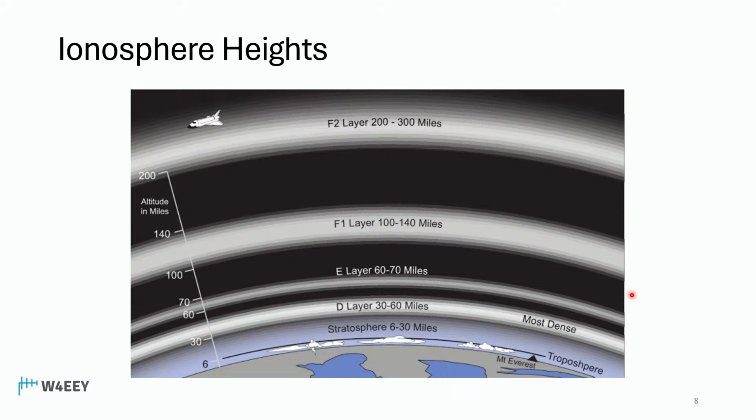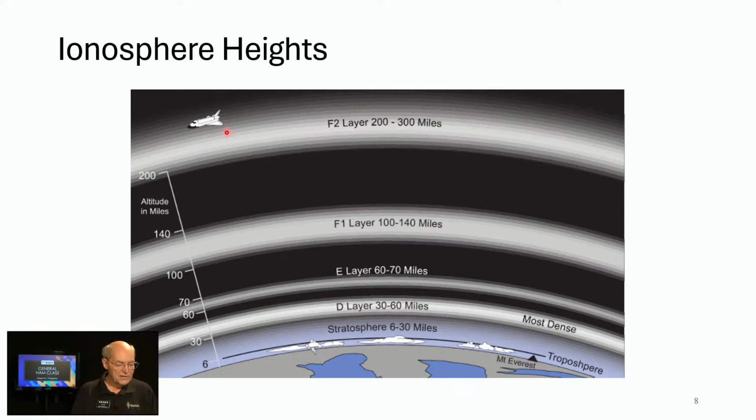So here's some relative distances. Here's our space shuttle up here, up at the top of the ionosphere. The distances, D, E, F1, F2. We start about 30 miles. And here we've got Mount Everest. Mount Everest is about 29,000 feet, which is about 5.5 miles. So we're well above that, where the D layer forms, or the D region. Commercial airliners typically fly at 6 to 8 miles above sea level. So we can see that they're well out of the way as well.